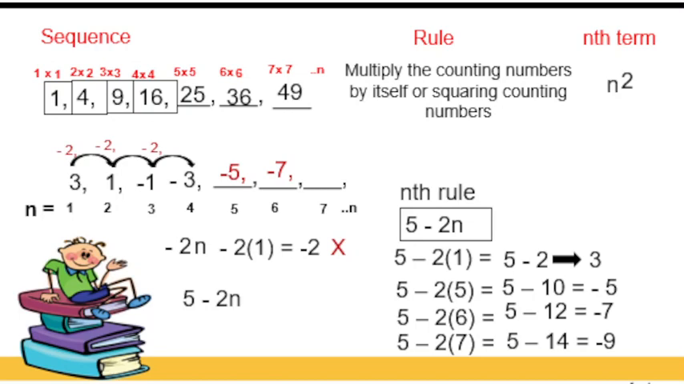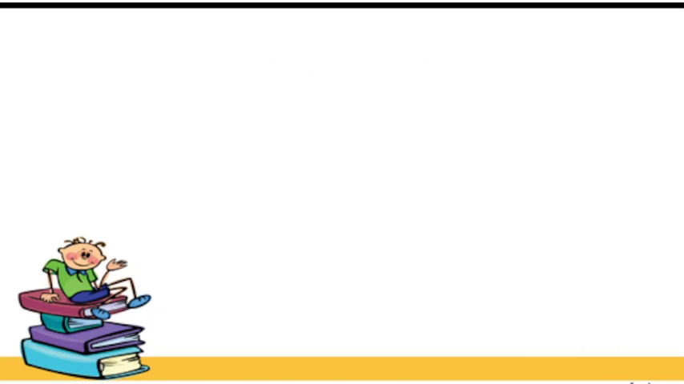Okay, so again, if you get the difference of negative 5 and negative 3, that is negative 2. And then negative 7 and negative 5 is negative 2. Same as negative 9 and negative 7, the difference is negative 2. So the nth rule is 5 minus 2n. So this time, let me make a table.